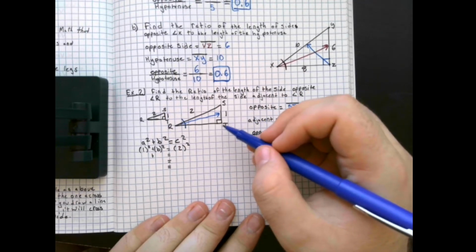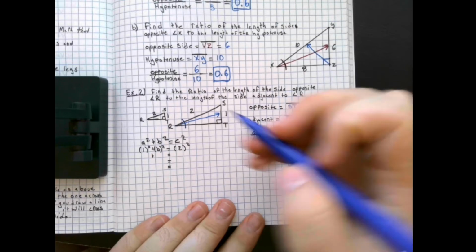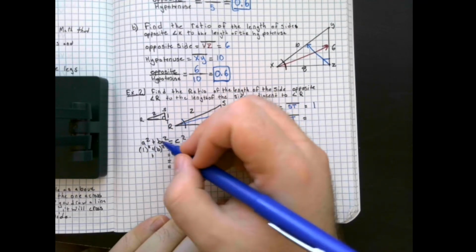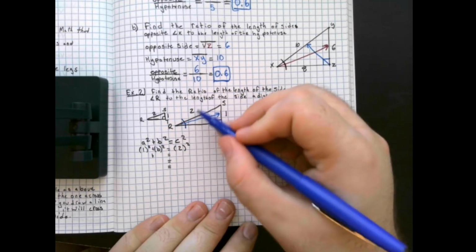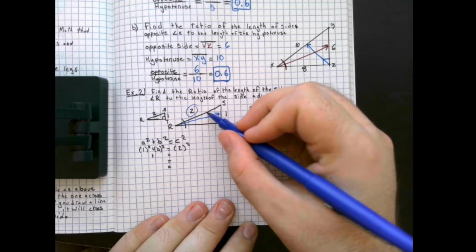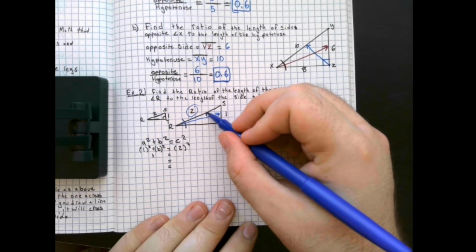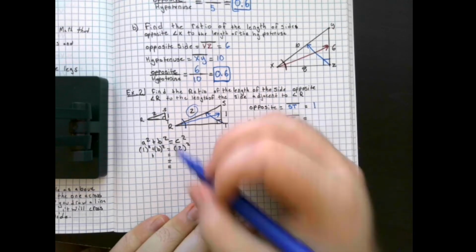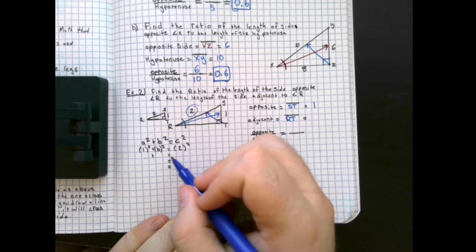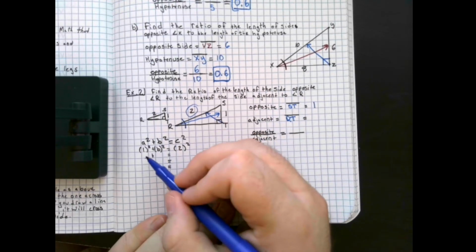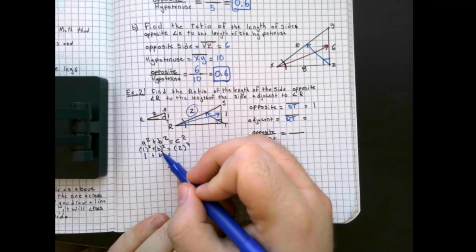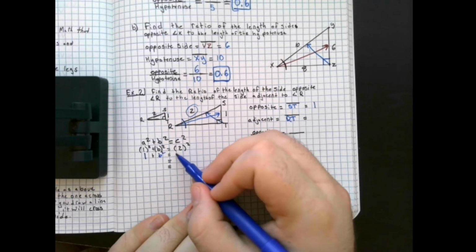But it's a right triangle, so we can use the Pythagorean theorem. We can say a squared plus b squared equals c squared, where, remember, this here will have to be our c because it's the hypotenuse. It's across from the right angle. So we're going to do 1 squared plus b squared equals 2 squared. 1 times 1 is 1. B squared will stay b squared, and 2 times 2 is 4.